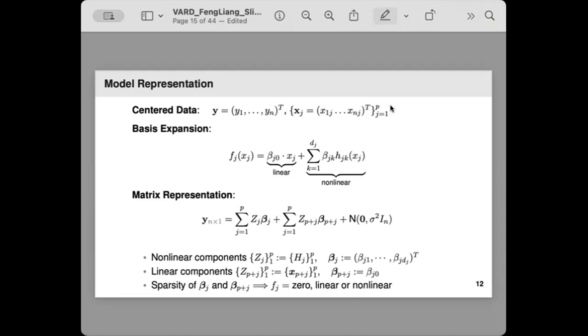The first p terms correspond to the nonlinear components, each represented by a design matrix Z formed from the basis function and a coefficient vector beta j. We allow a different number of basis functions for each feature, and so Zj has Dj columns. The next p terms correspond to the linear components. These are just single column xj and their corresponding scalar coefficients denoted by beta sub p plus j. Here for consistency, I use bold notation for all the betas, but the beta for the linear components is actually scalar. Now, this structure allows us to determine whether fj is zero, linear, or nonlinear based on the sparsity level of those betas.